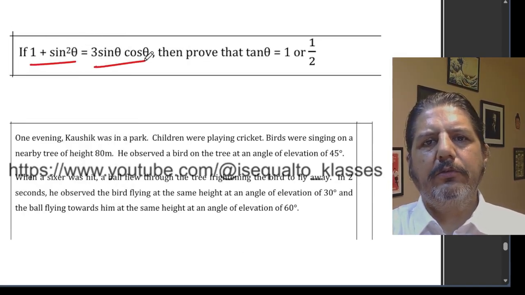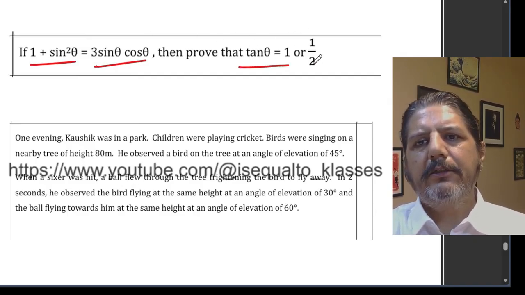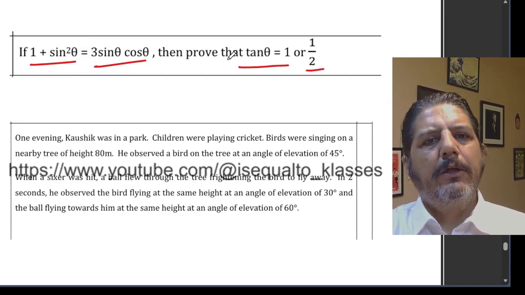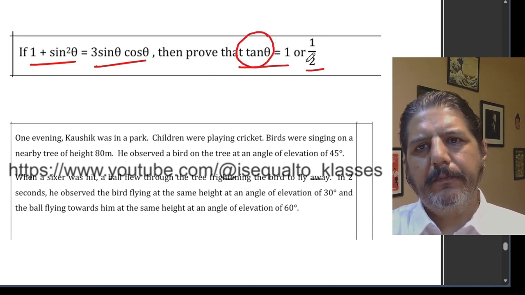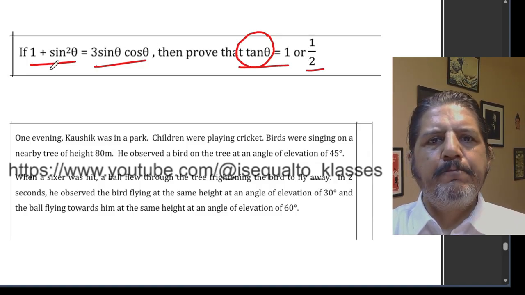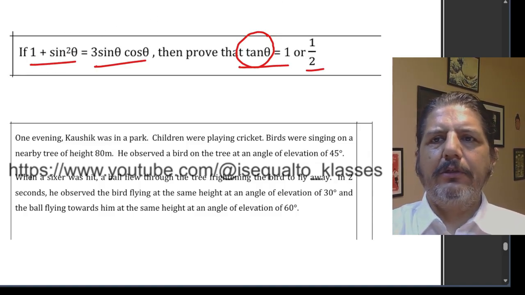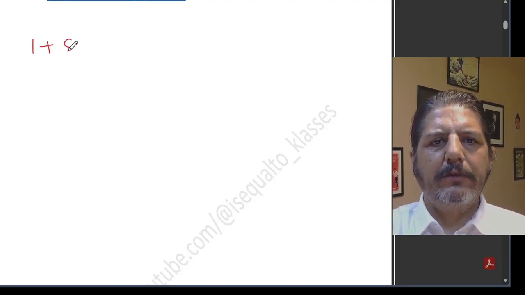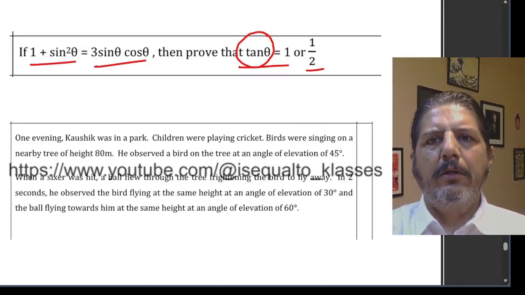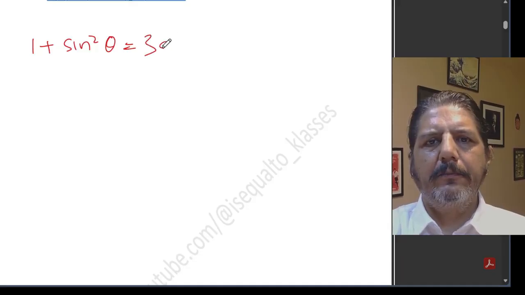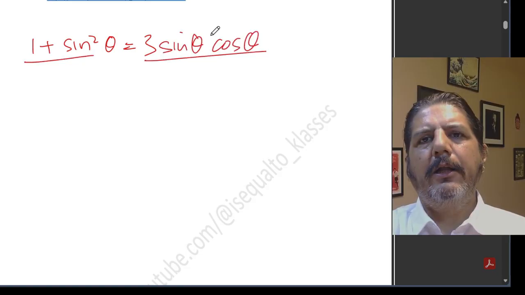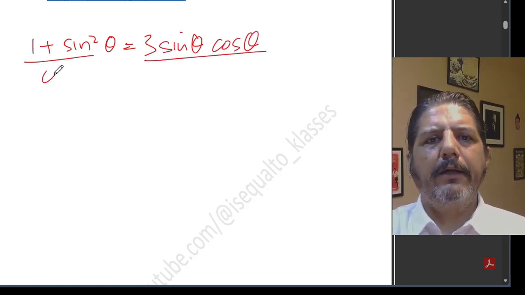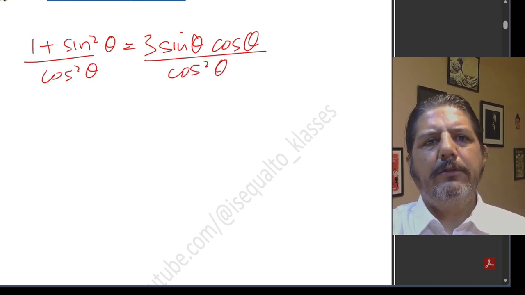1 plus sin² theta is equal to 3 sin theta cos theta, and prove that tan theta is equal to 1 or half. Now, when I look at this tan theta, I get some clue about what might be happening. So I take this 1 plus sin² theta equal to 3 sin theta cos theta. I divide the left hand side and the right hand side by cos² theta. And let's see what happens next.